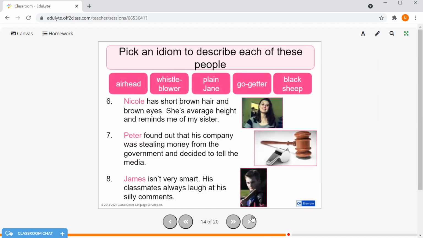Nicole has short brown hair and brown eyes. She is average height and reminds me of my sister. So Nicole would be a plain Jane. Peter found out that his company was stealing money from the government and decided to tell the media. So Peter would be a whistleblower. James isn't very smart. His classmates always laugh at his silly comments. So in this case, James would be an airhead.